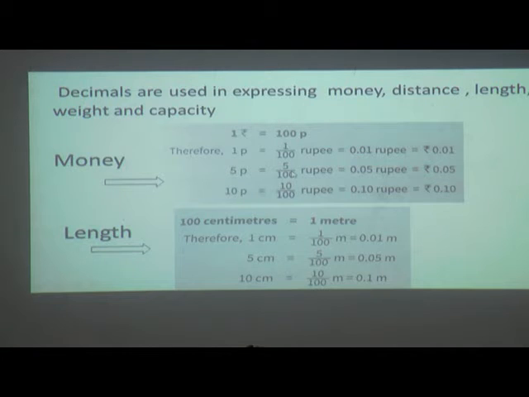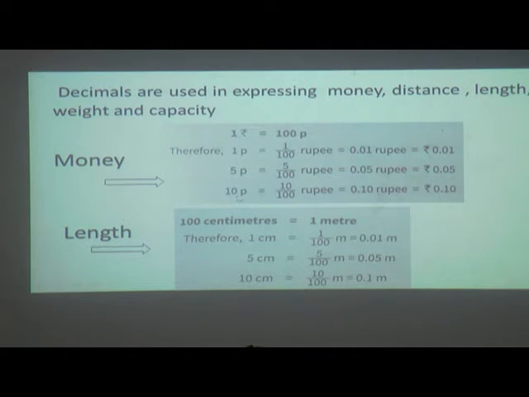Now this is how we write it in decimal. Here we have 2 zeros, so write the number from the numerator, and according to the number of zeros, that many digits you have to leave and put the decimal point. So it is 0.05 rupees. Here we are writing it with the rupees symbol and 0.05.